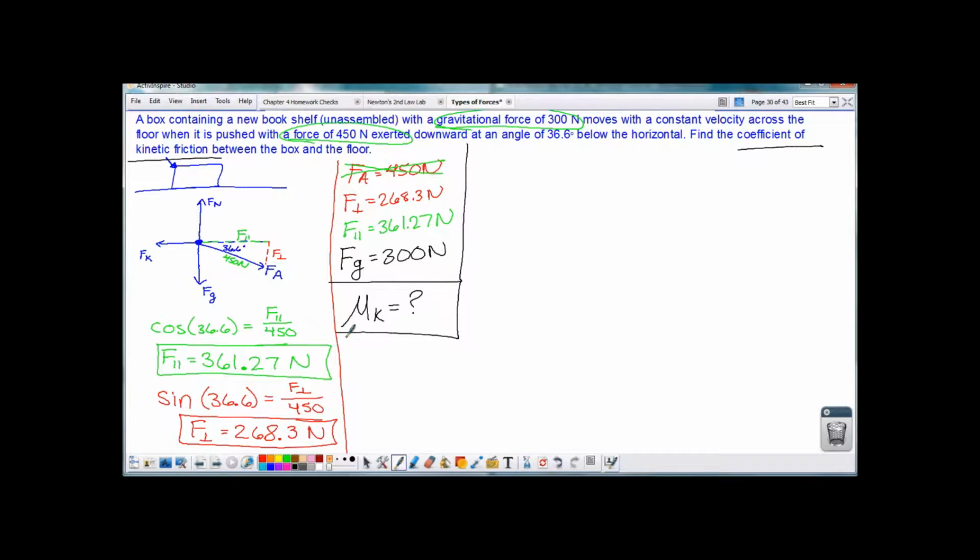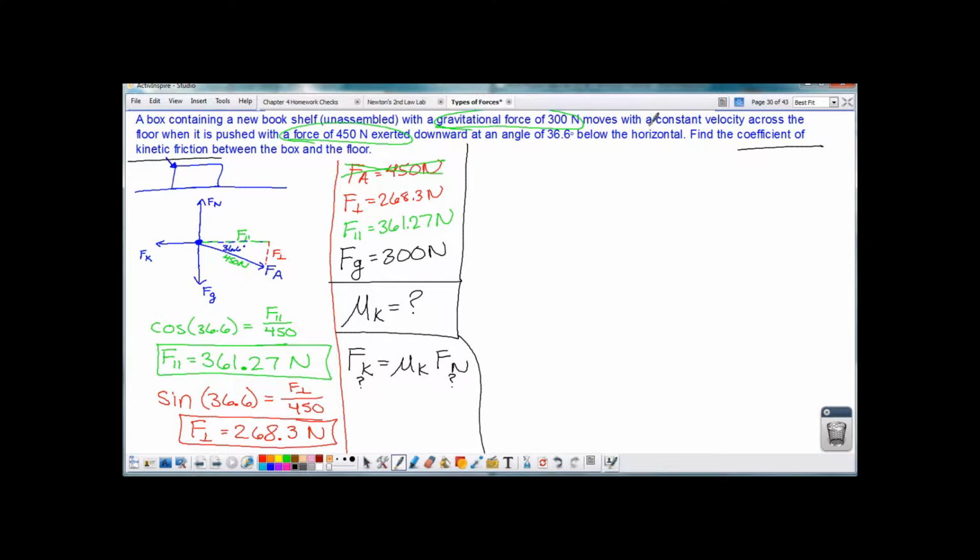Well, the only equation that is in the force of kinetic friction is equal to the coefficient of kinetic friction multiplied by the normal force. I look at this equation. I don't have the force of kinetic friction written down in my givens. I don't have the normal force written down in my givens. So I need to find them. There's got to be something else in this problem that's going to give me a hint as to how I'm going to find them. And that is this part right here.